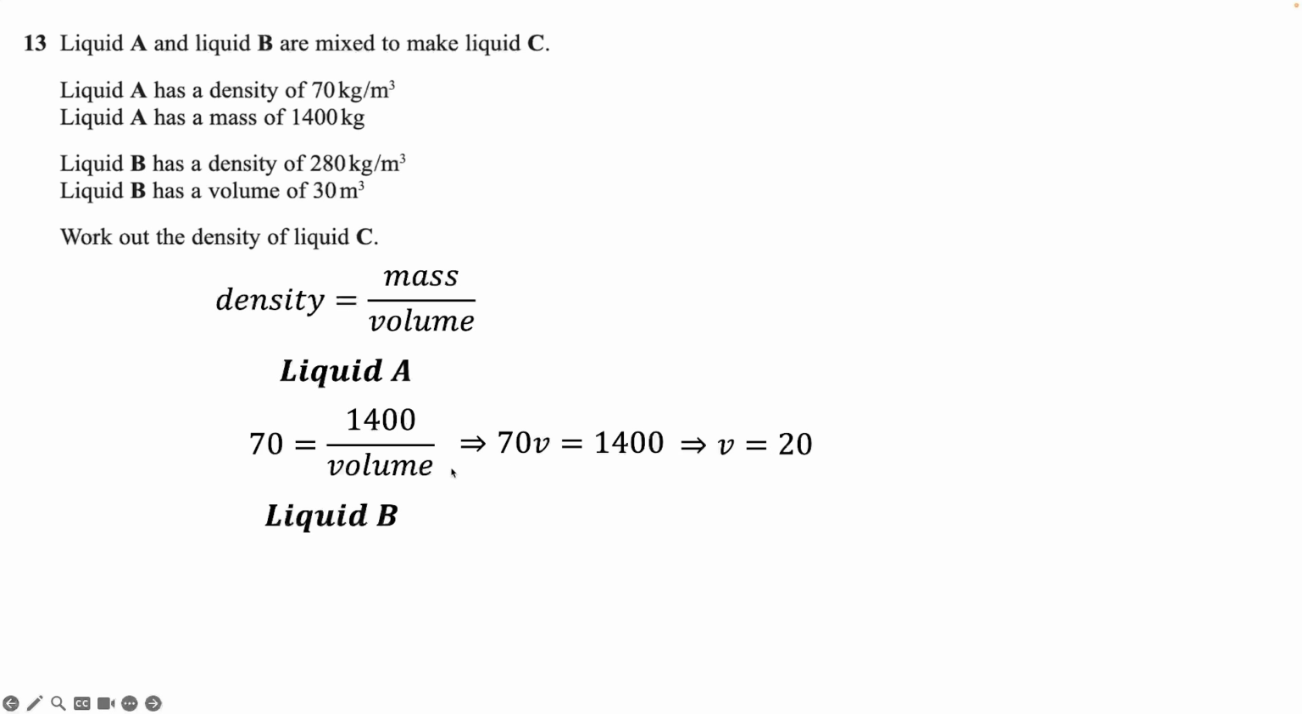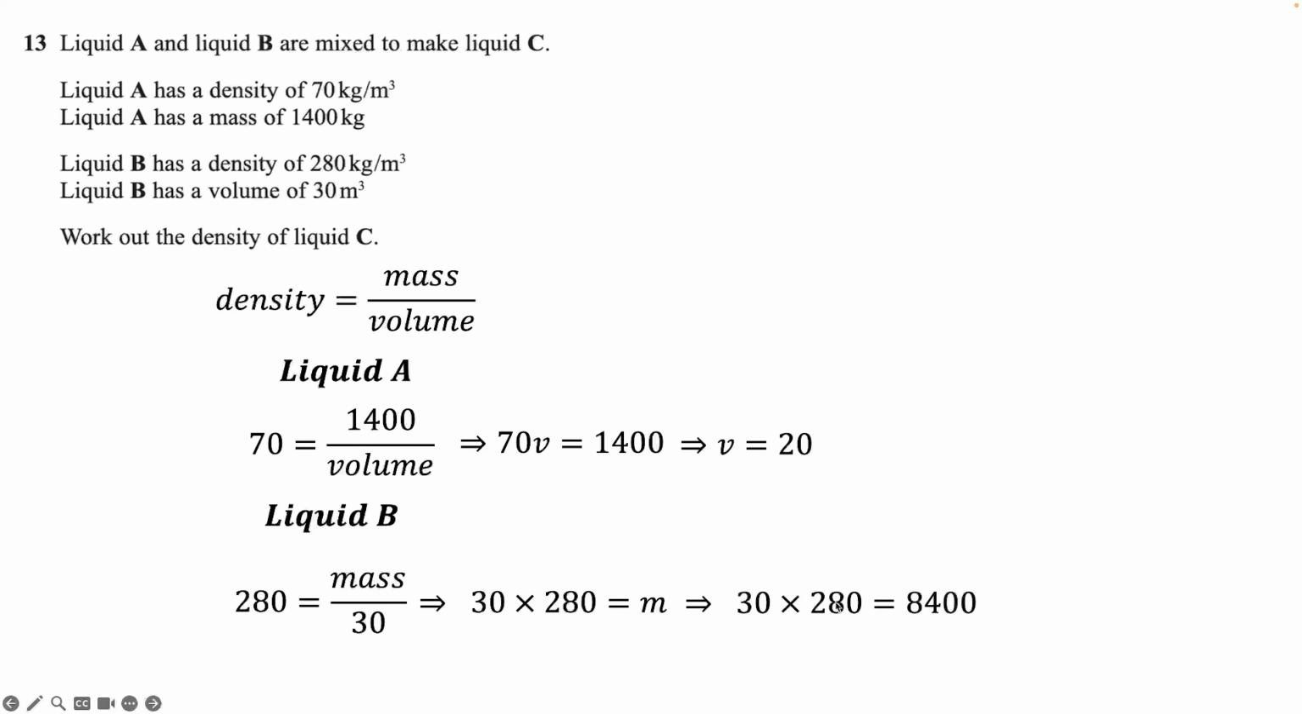Doing the same thing for liquid B, we're given that the density is 280. We're not given the mass, we're given that the volume is 30. So to find out the mass, we multiply 280 by 30. That's 8,400. You can use column multiplication for that if you want to, or you can do 28 times 3 and then times by 100. So now we have all our missing values.